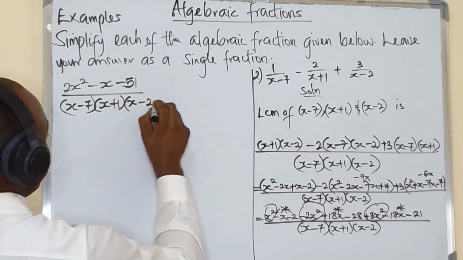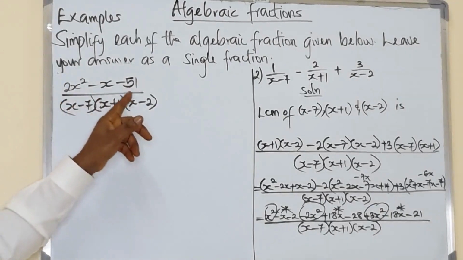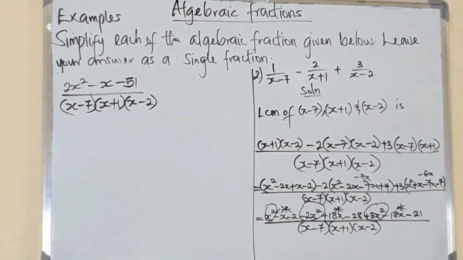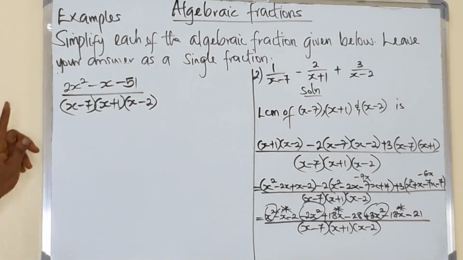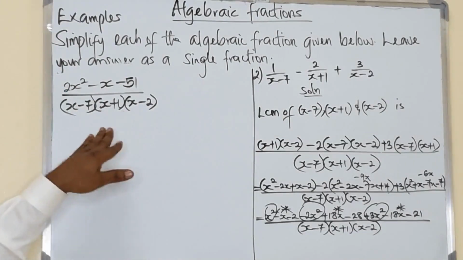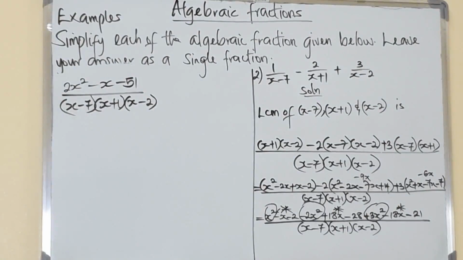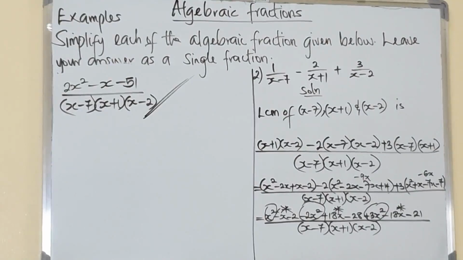bracket, x minus 2. Now at this stage, the numerator is a quadratic expression, leaving 2x squared minus x minus 51. We can think of a method to see if it's possible for us to simplify, maybe by factorization, but this is not factorizable. And because it is not factorizable, there is nothing at the numerator that we can use to cancel out something at the denominator. Therefore, this becomes our final answer. There is no need stressing yourself on the denominator when you know that nothing is going to change since you cannot factorize the numerator. Hence, this becomes our final answer for question 2.